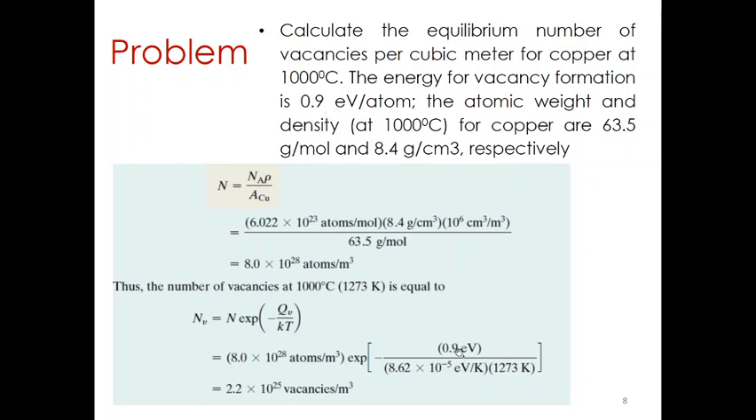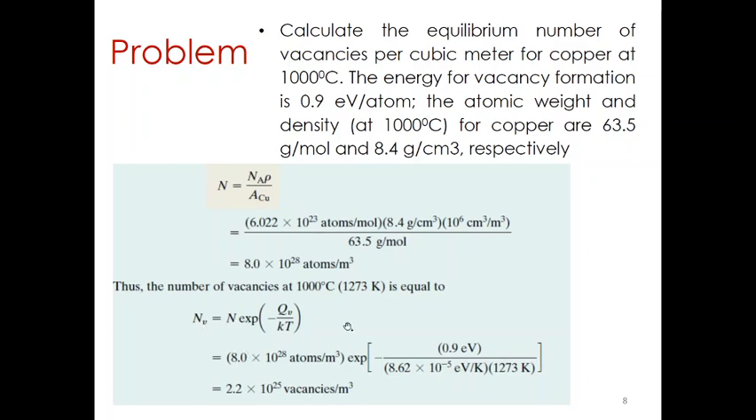0.9 electron volt value is given to you. T is the temperature in kelvins, so convert this degree centigrade value into kelvins, and k is the Boltzmann constant, that is 8.62 into 10 to the power minus 5 electron volt per K. As the activation energy value is given in electron volt, we will substitute 8.62 into 10 to the power minus 5 instead of 1.38 into 10 to the power minus 23, and solve it. You will get the answer 2.2 into 10 to the power 25 vacancies per meter cube. This means that at 1000 degrees centigrade, in copper, we have 2.2 into 10 to the power 25 vacancies per meter cube.